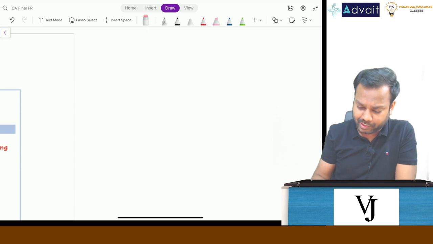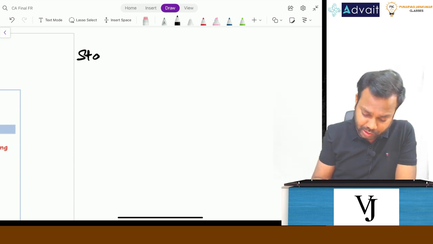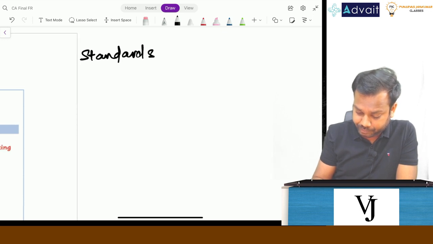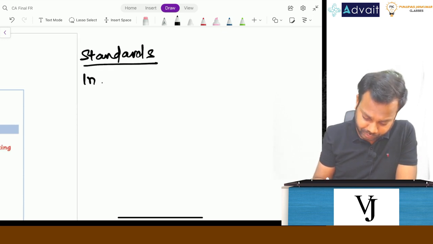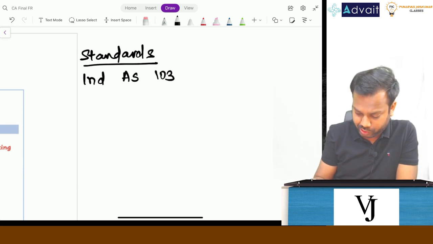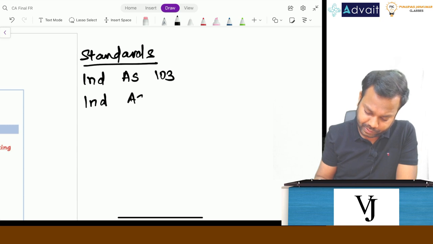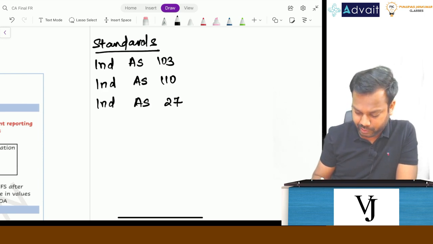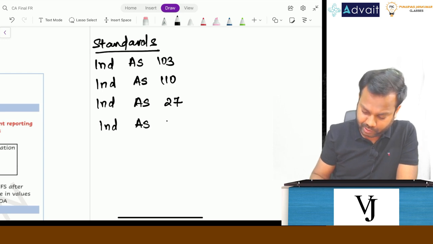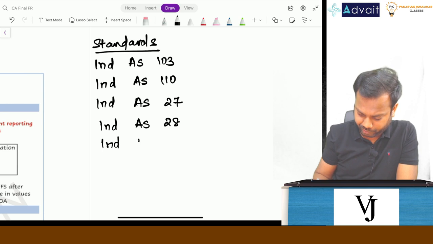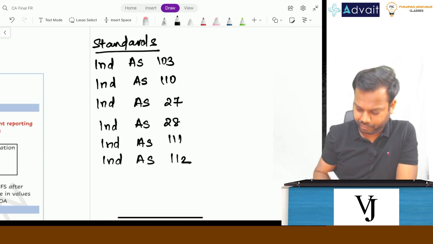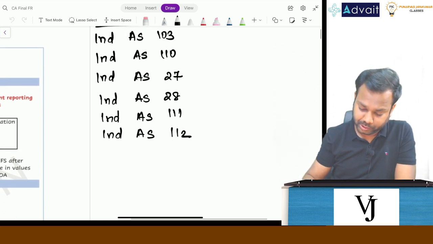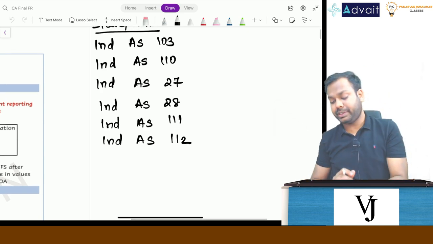So let me list down the name of the standards first. Ind AS 103, then comes Ind AS 110, Ind AS 27, and so on, 115. Yeah, these are the list of standards which are applicable.